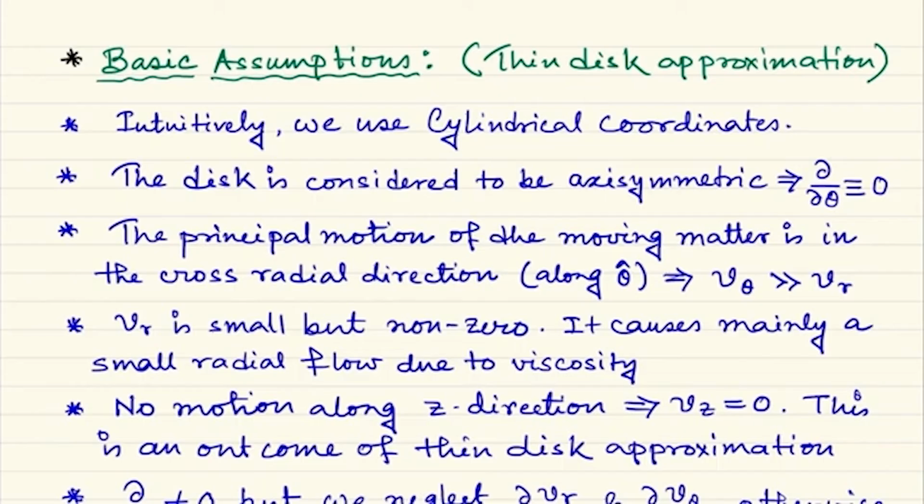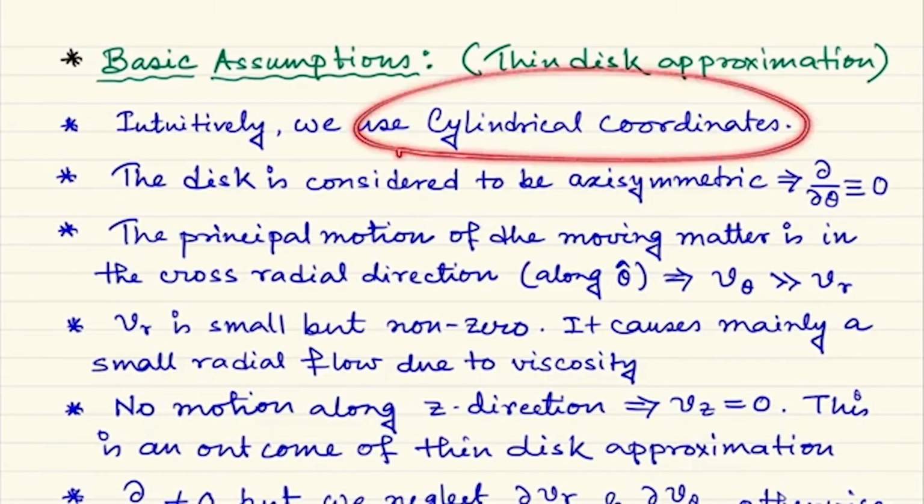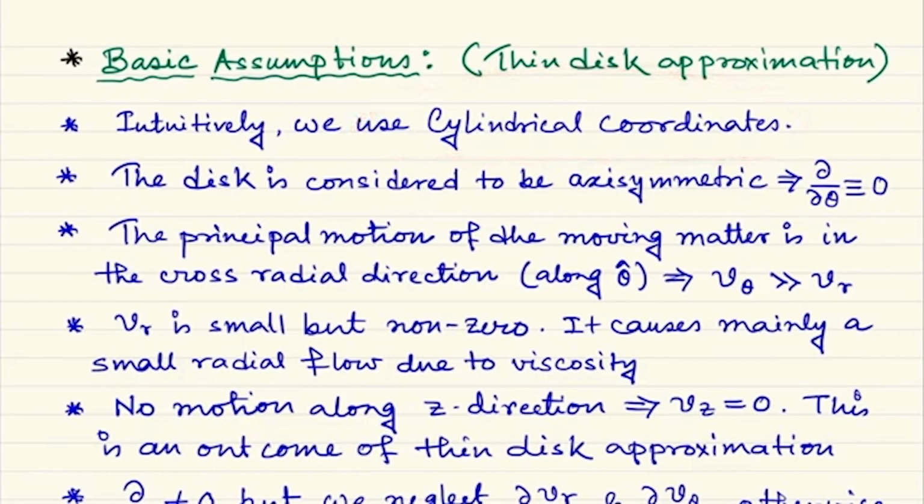The first assumption is that this is a disk, so this is not a sphere. Intuitively, this disk is axisymmetric. Whenever it's a disk type of thing, which coordinate system should be the most appropriate one? Of course neither the Cartesian nor the spherical one, so it should be the cylindrical coordinate system. Now the disk is considered to be axisymmetric.